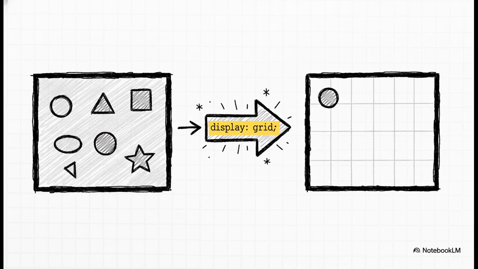And here's the magic trick. To turn any element into our bookshelf, all you need is this one single line of code: display: grid. That's it. One declaration, and you've just unlocked this entire powerful grid system for all of its children.